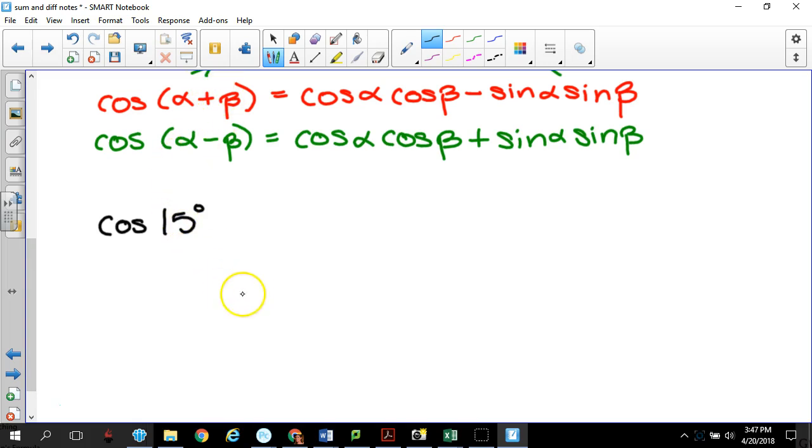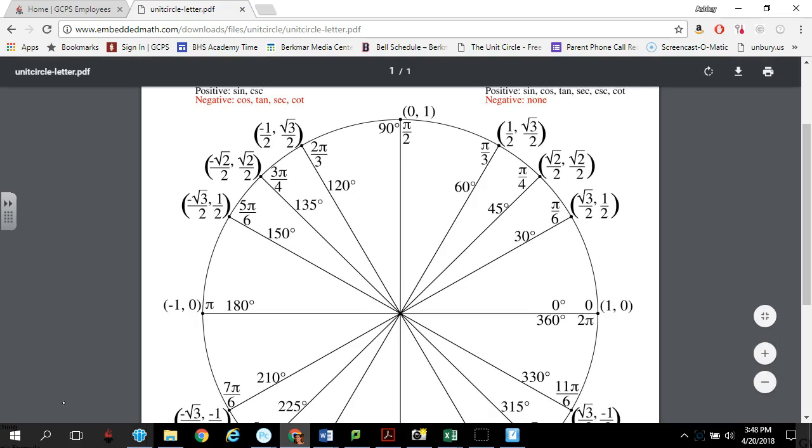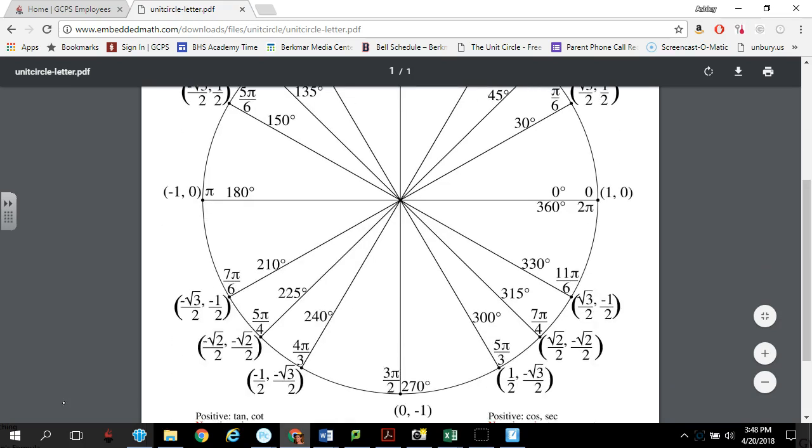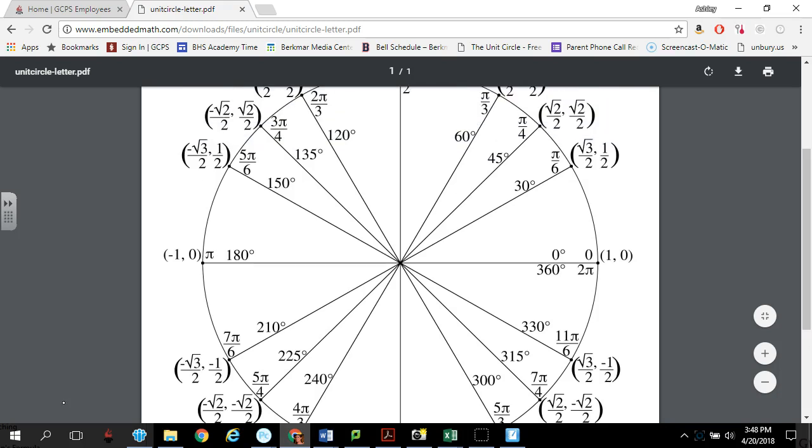So here's what I'm going to have to do. I'm going to have to look at my unit circle, and find two things that I can add together or subtract one from the other to equal 15. So I could do 45 minus 30, 60 minus 45, 135 minus 120, 150 minus 135, 225 minus 210, 240 minus 225, 315 minus 300, or 330 minus 315. All of those will get me 15 degrees because there is a difference of 15 between them.